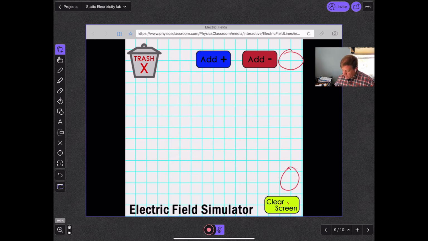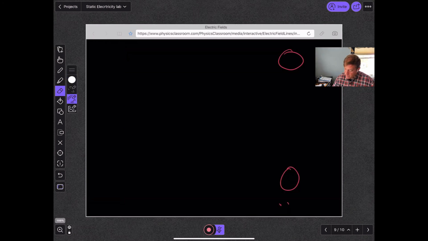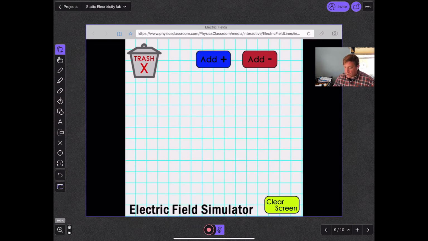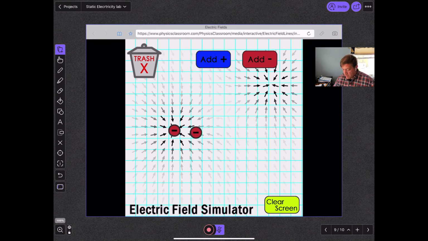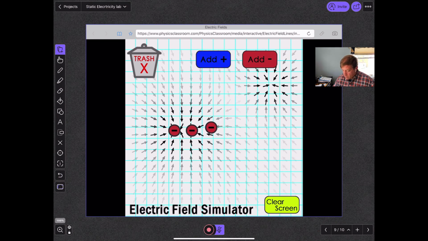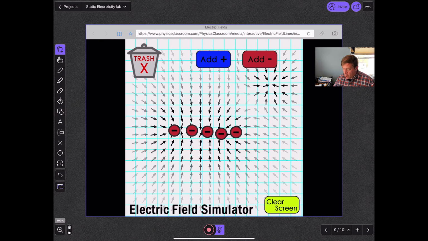Let's clear the screen. I think it'll work. We can even erase this guy. Okay, and now what if we put some negatives in here? Let's put one there. And it said we can experiment and do them anywhere we want. What if we don't put them all on top of each other? What if we make like a bar out of them?